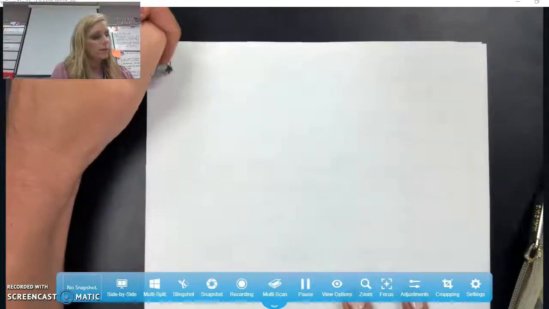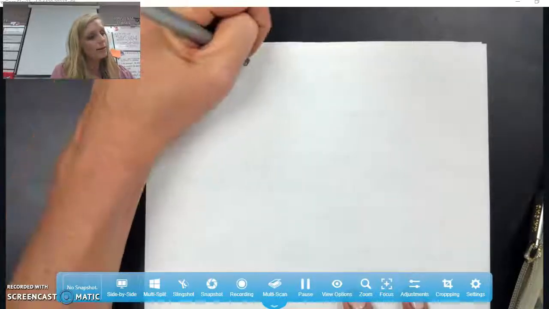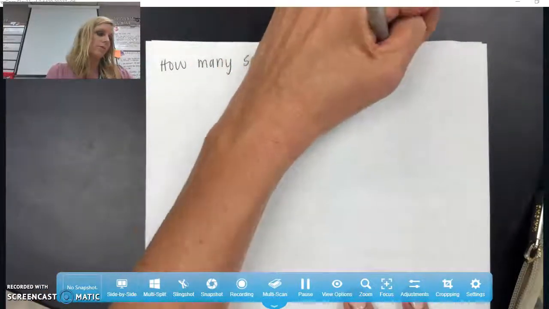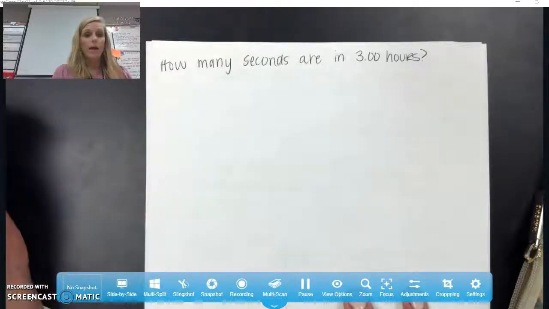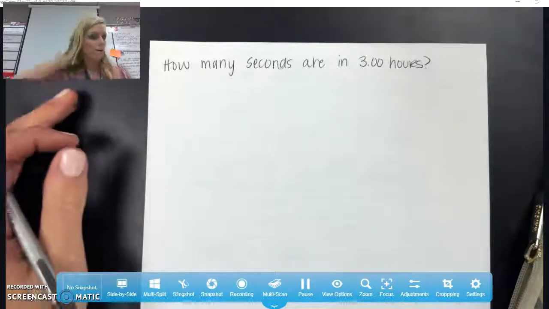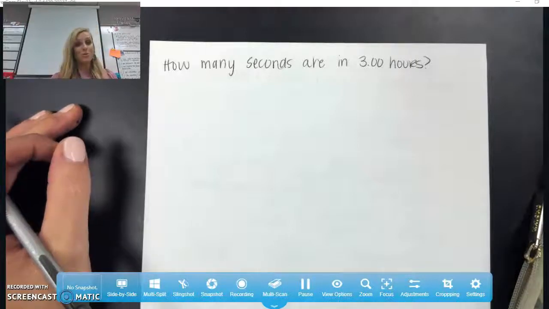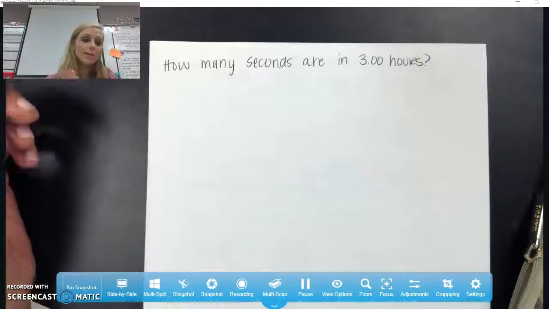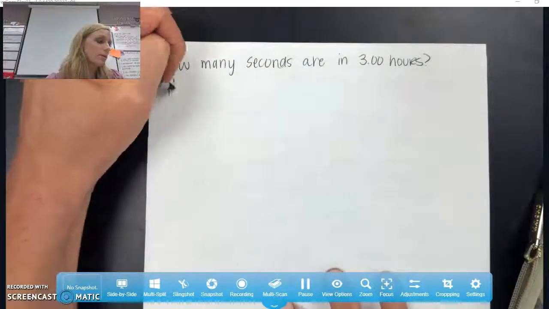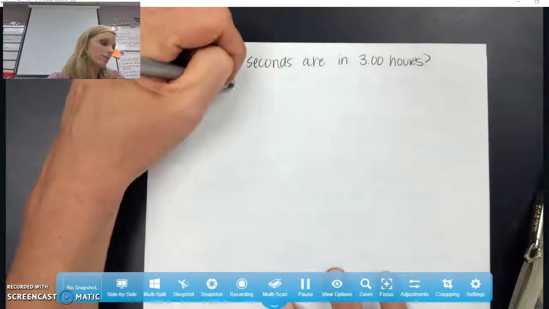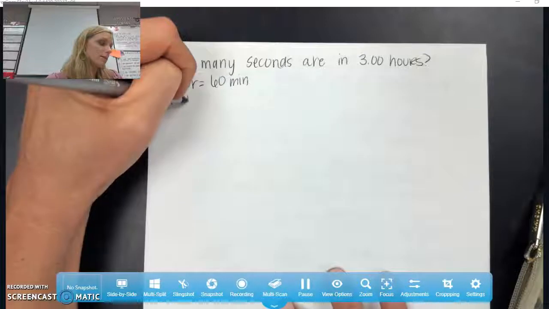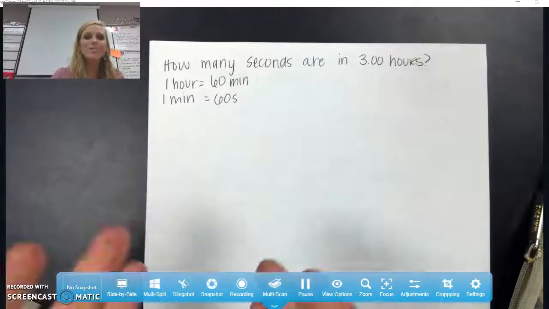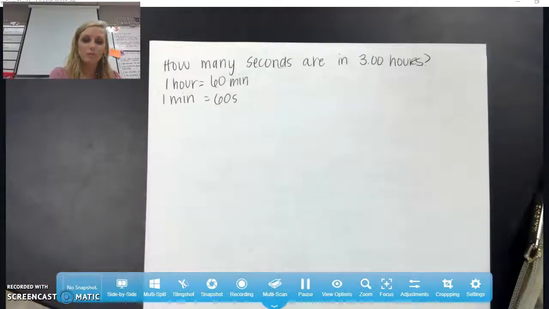So this one. How many seconds are in 3.00 hours? We will give you most of your conversion factors. We won't give you the metric conversions, because remember the other day I told you you had to get those memorized. But anything that's not a metric system, we'll tell you. So 1 hour equals 60 minutes, and 1 minute equals 60 seconds. I know you already know that, but I just want you to get used to seeing what they're going to look like when we're telling you what the conversions are.